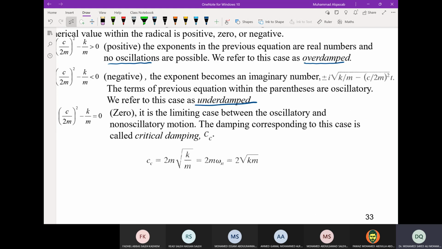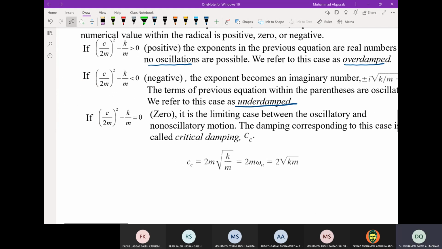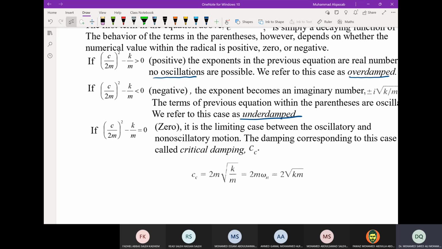And we have the case when it is 0, which is the limiting case, C over 2m squared minus K over m equal to 0. This is called the limiting case, which is between overdamped and underdamped, or between oscillatory and non-oscillatory. So if this is a little greater than 0, it is overdamped. If it is just a little less than 0, it is underdamped. So it is the limiting case.